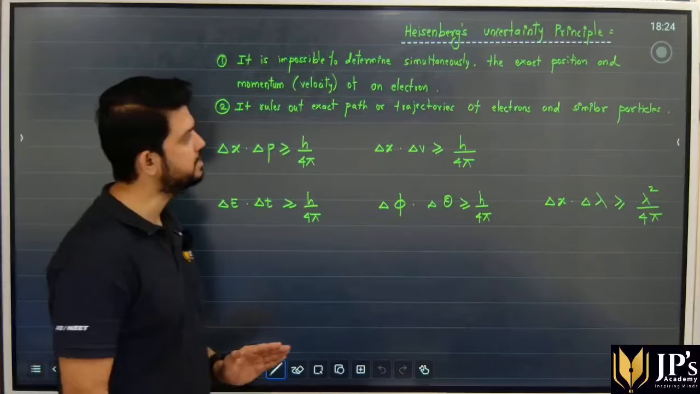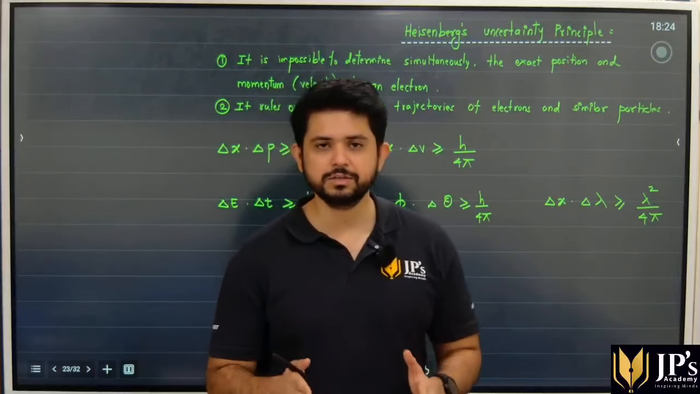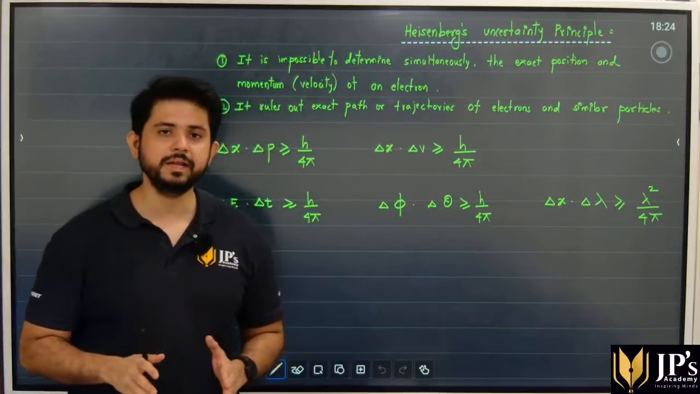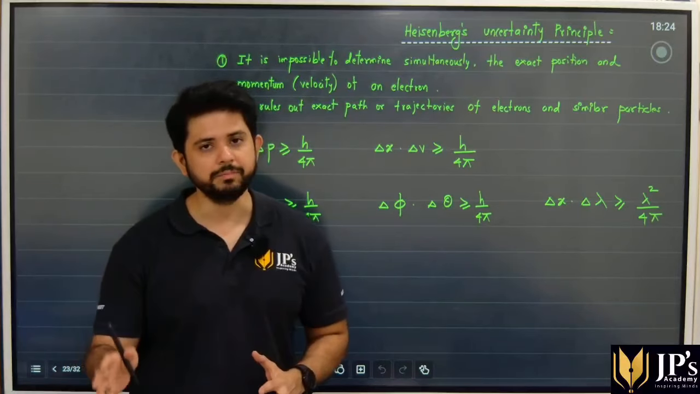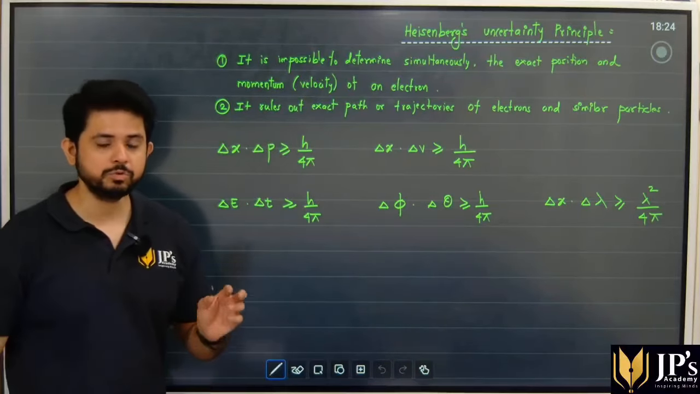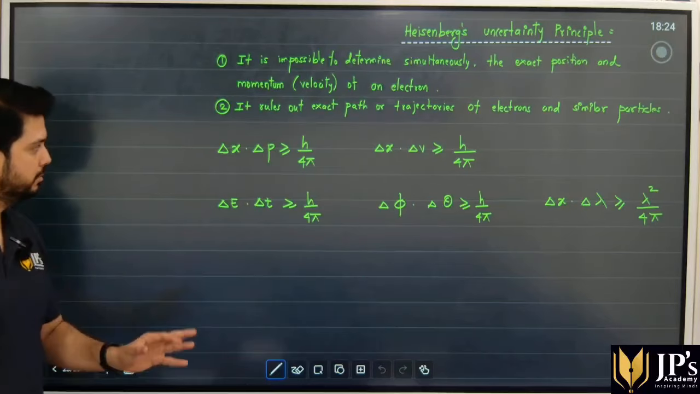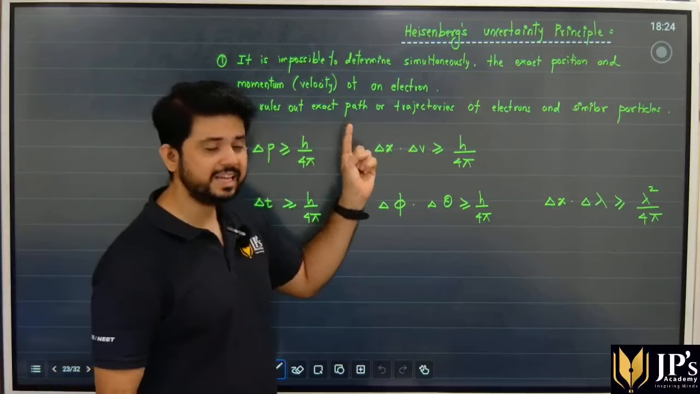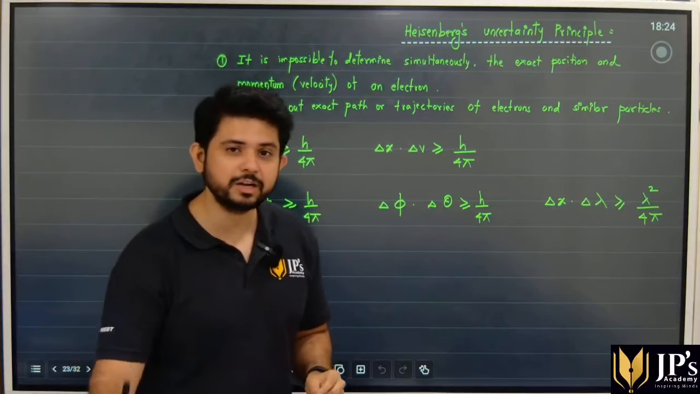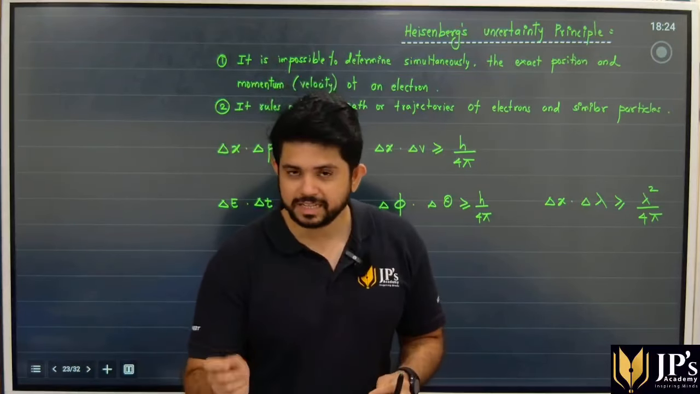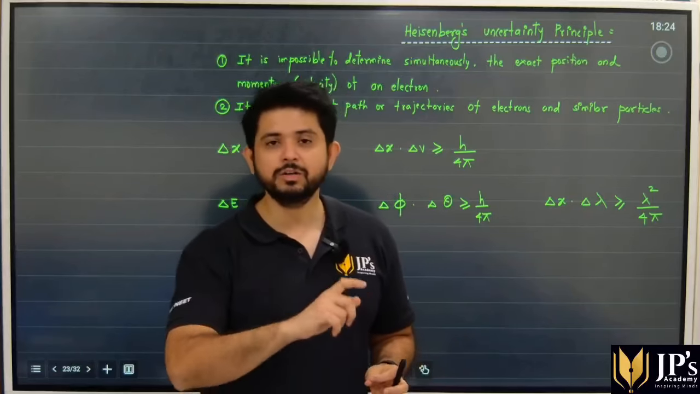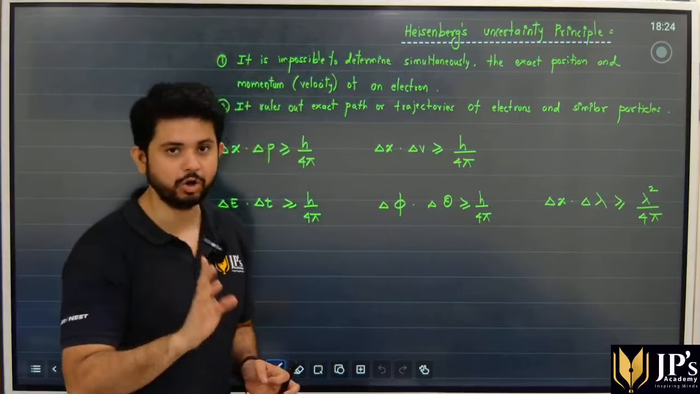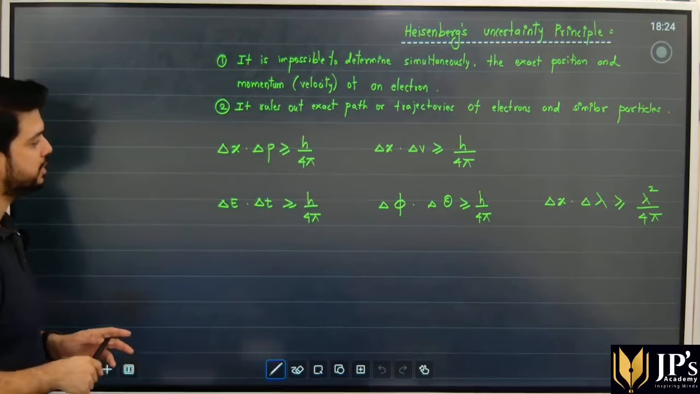Next students, we have Heisenberg's uncertainty principle. The uncertainty principle says that it is not possible to simultaneously determine the exact position and the momentum of the electron. This was also a drawback in Bohr's model. Now, Heisenberg's uncertainty principle students, rules out that there is a path or trajectory of an electron around the orbit. It was said that the electron is moving in circular orbits, in elliptical orbits, but it is not. This was proved by Heisenberg's uncertainty principle.